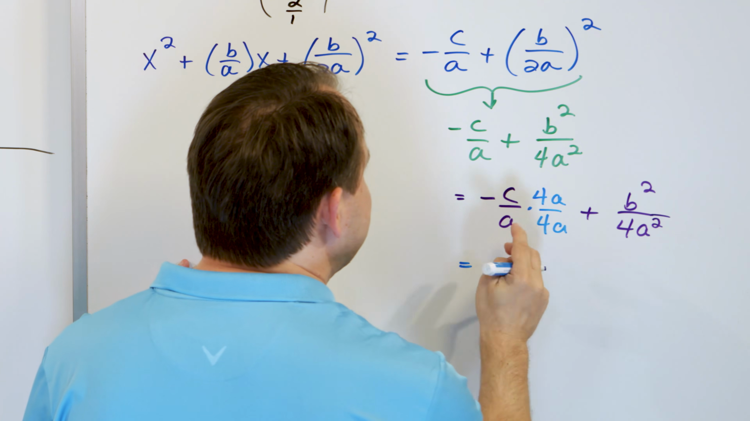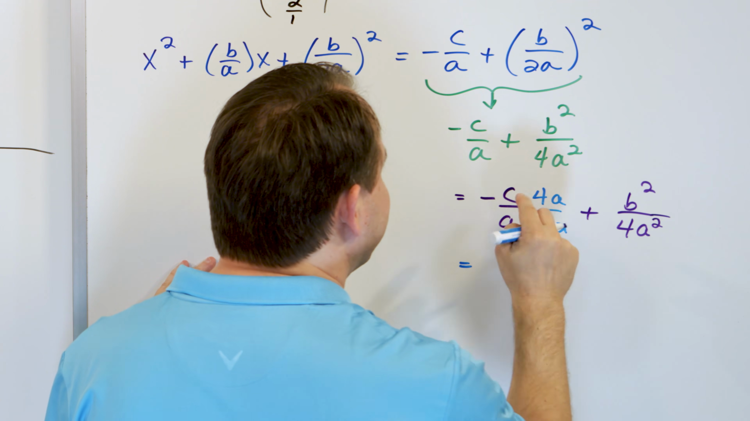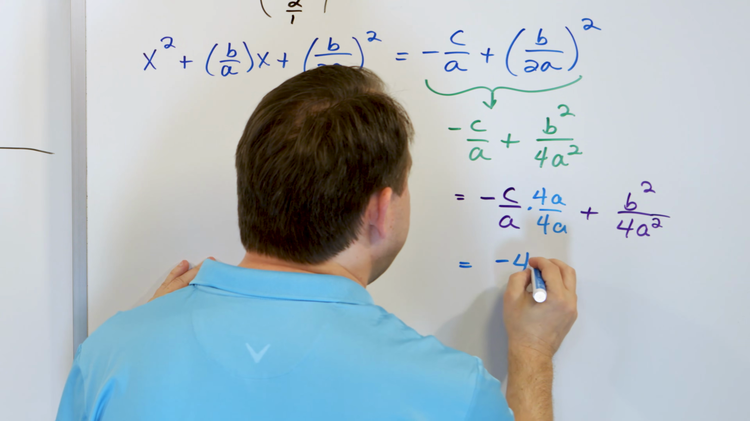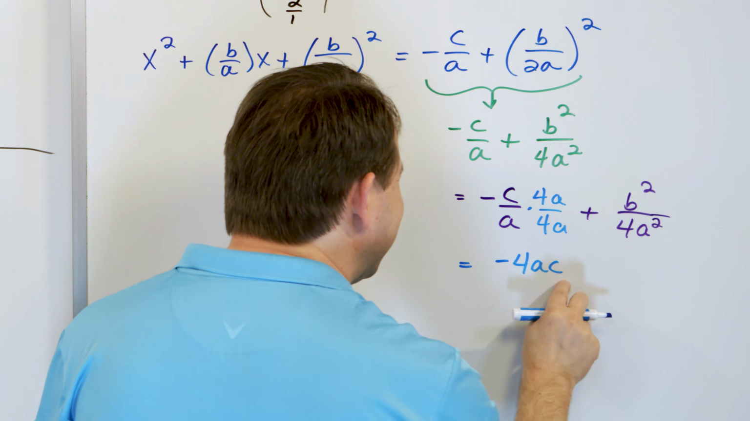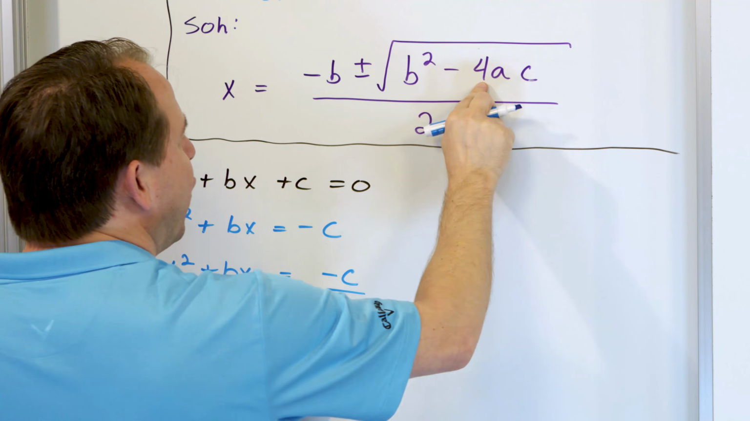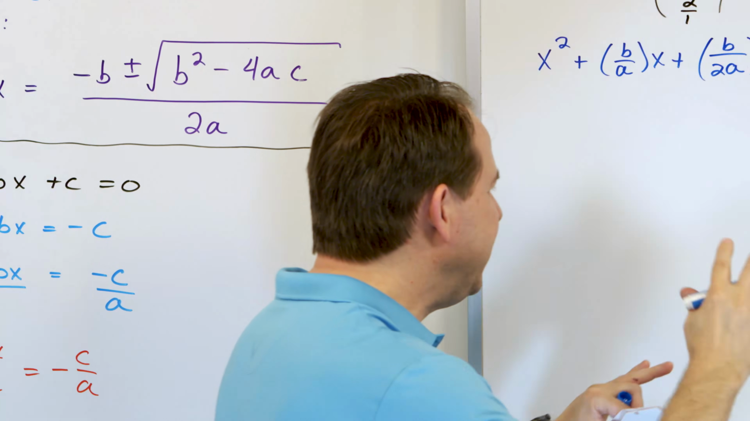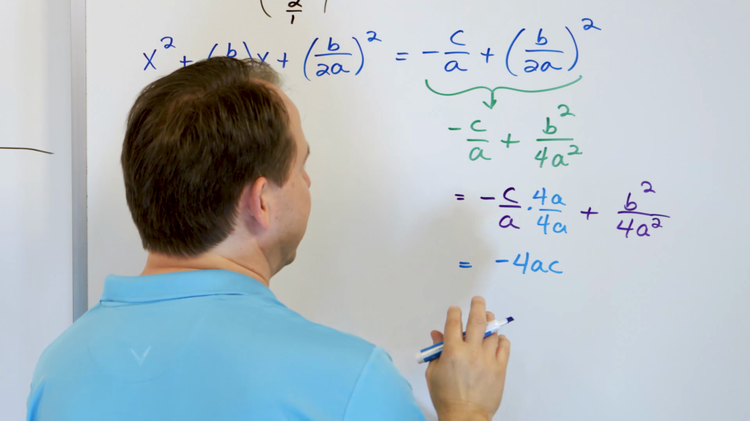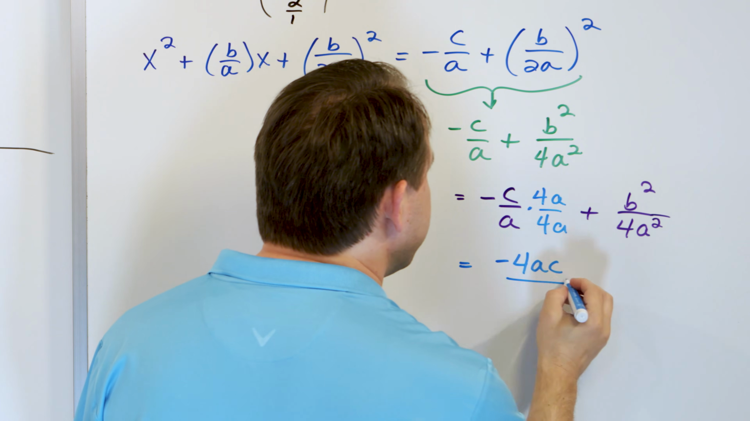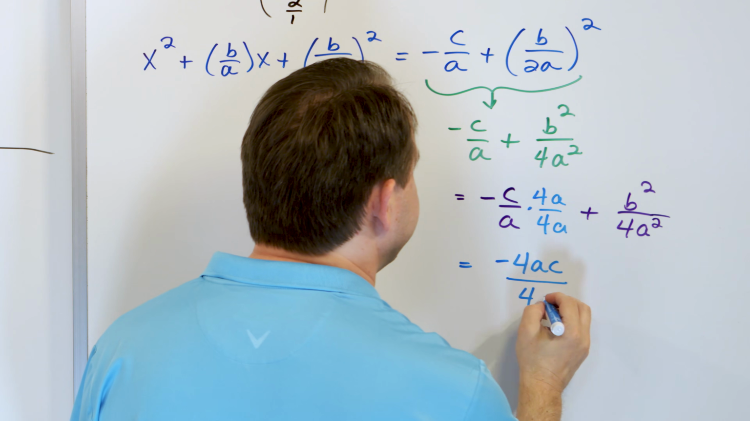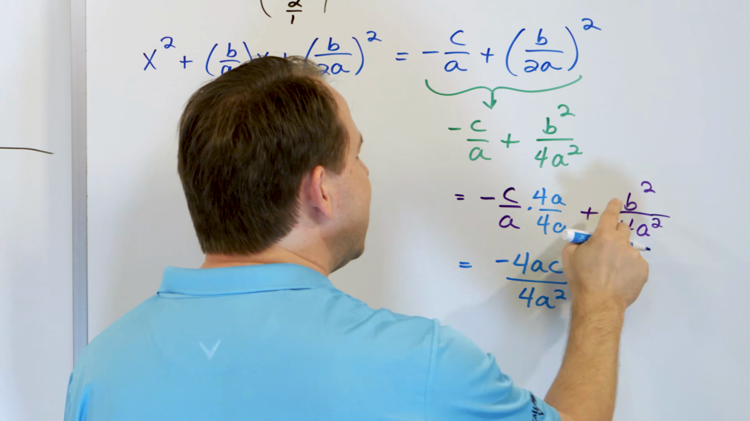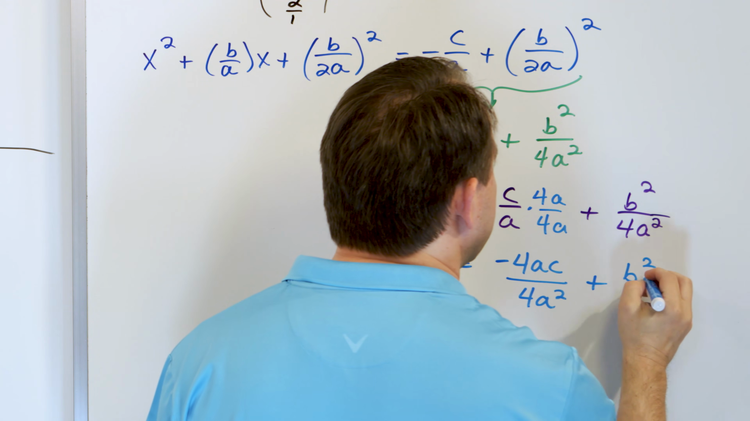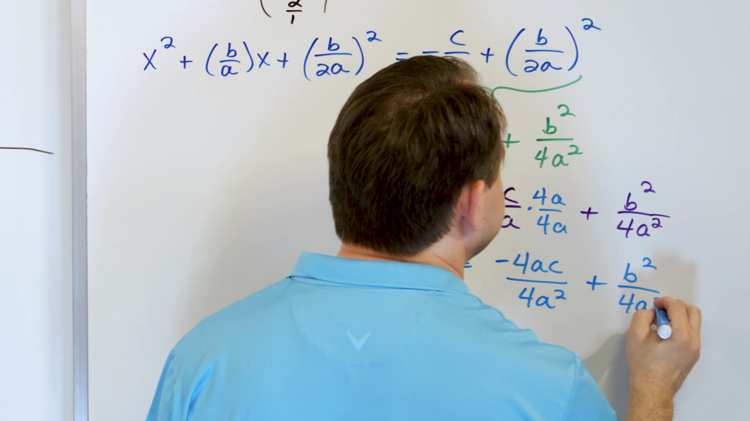So when I do that, I'm going to have negative c times 4a, so negative 4ac. Notice that this by itself is starting to look reminiscent. I have a 4ac in there, so I'm kind of feeling like this is looking a little bit like the quadratic formula. Negative 4ac on the bottom is 4a squared. All right, and then I'm adding it to b squared over 4a squared.